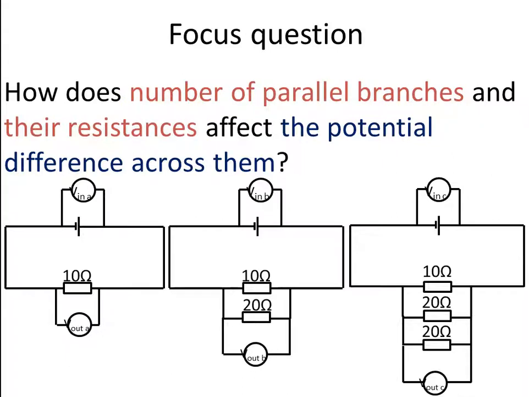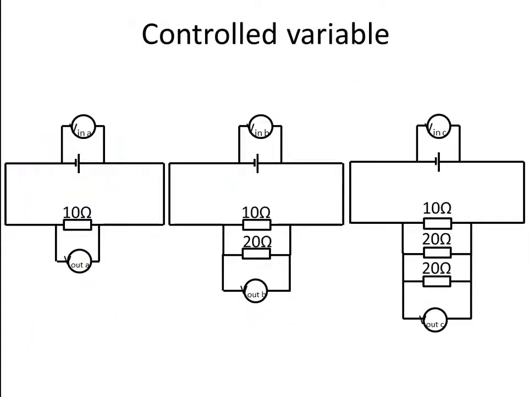And then our dependent variable is what we're going to measure, it's the outcome. And the thing that we're going to measure is the potential difference across the branches. What must be the same between the three circuits to make this a fair test?